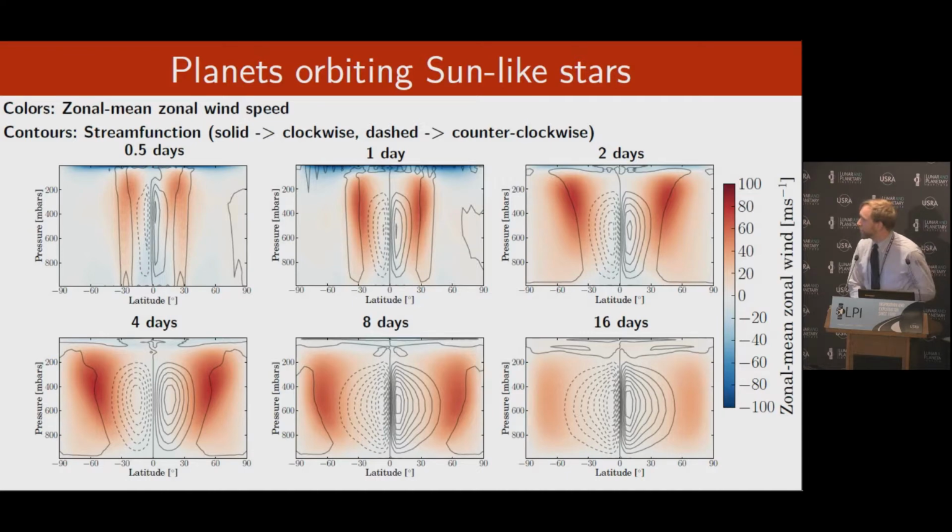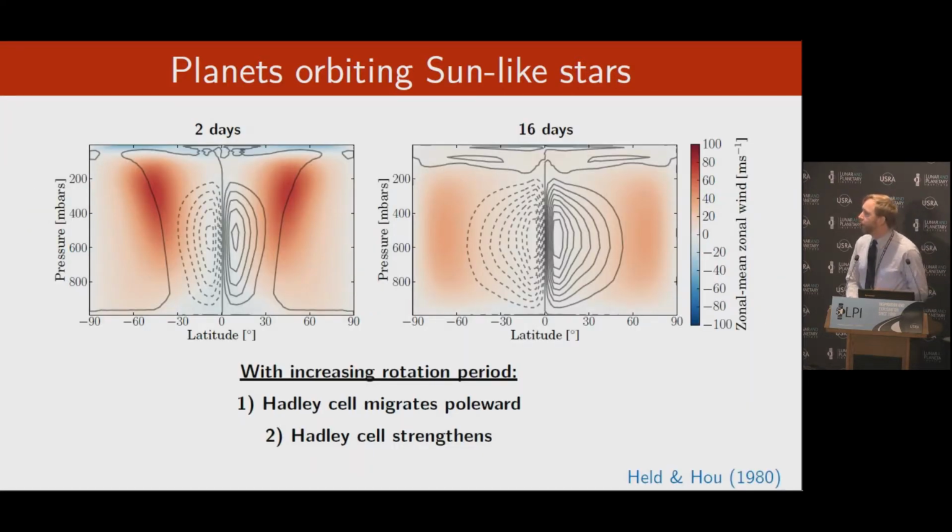And if we zoom in on two specific simulations to see this more clearly, you can see that with increasing rotation period, the Hadley cell is migrating poleward. That is, the flanks of the Hadley cell are migrating poleward, along with the jets that form at the flanks of the Hadley cell. And also the Hadley cell itself is strengthening. And so the peak in the mass stream function increases with increasing rotation period.